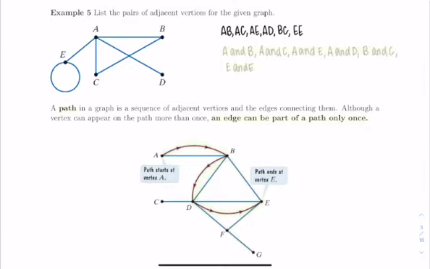So that means my pairs of adjacent vertices would be A and B, A and C, A and E, A and D, B and C, and E and E.